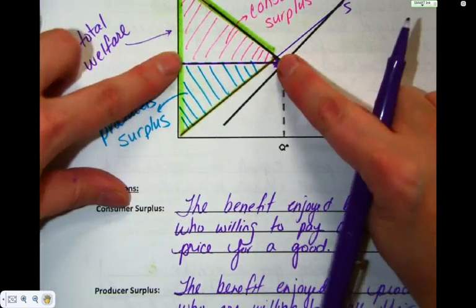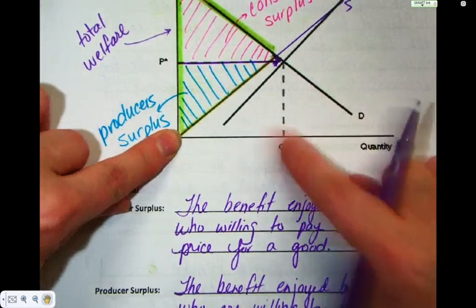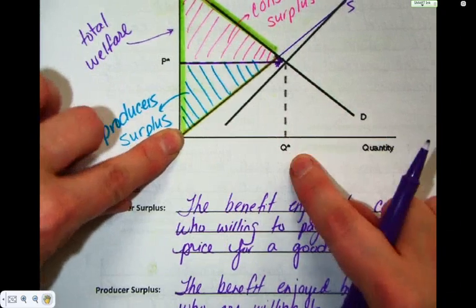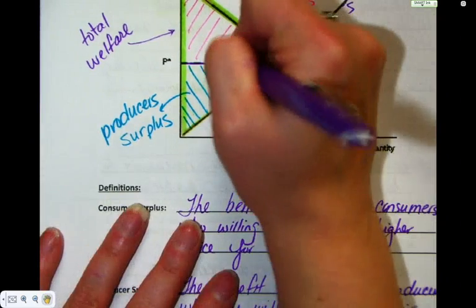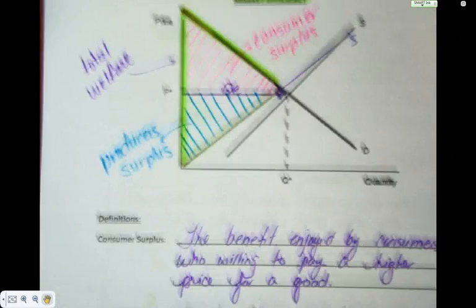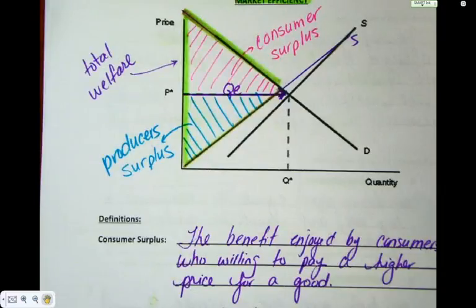Well, what is the same as this distance? Well, it's the same on the x-axis, and what do we call this point right here? Quantity of equilibrium. So that's always going to be the base of the two triangles, is the quantity of equilibrium.